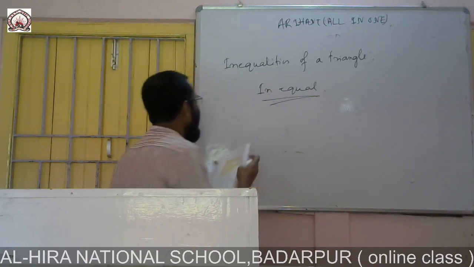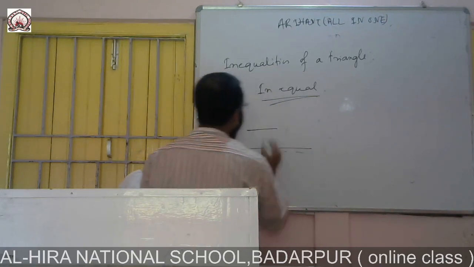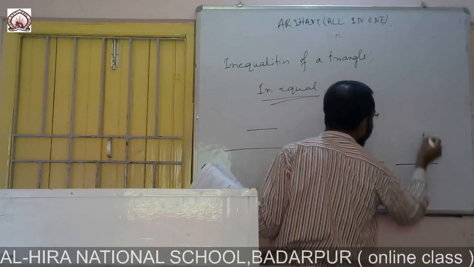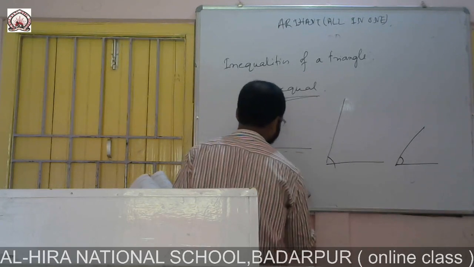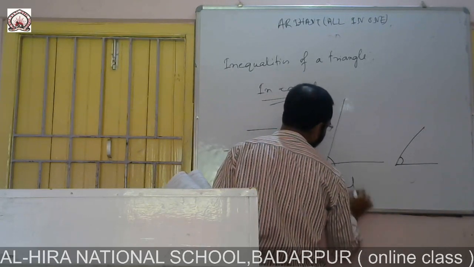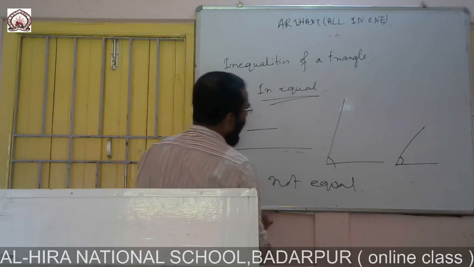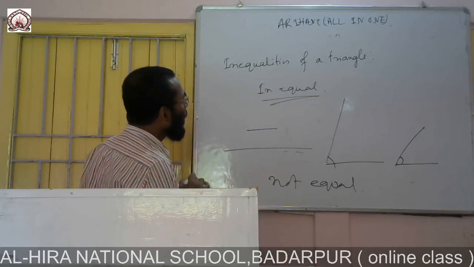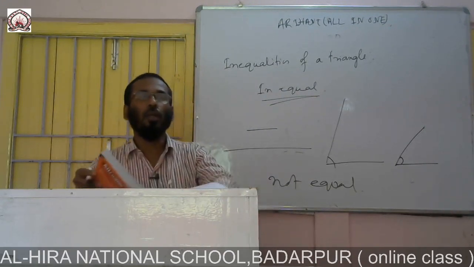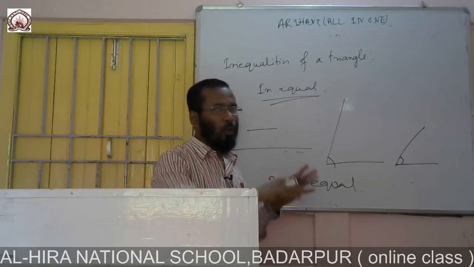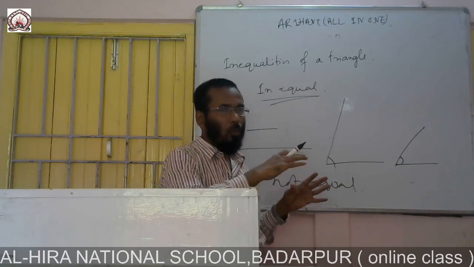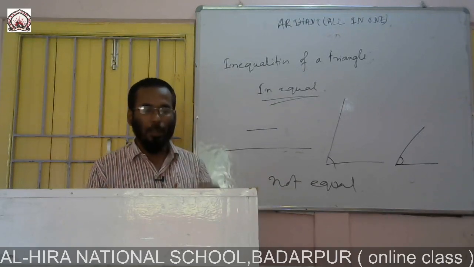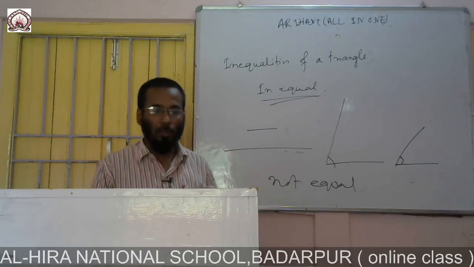Suppose this line and this line are not equal. This angle and this angle are not equal. Now we are studying inequalities of a triangle. Inequalities means not equal. Earlier we discussed equal, now not equal. In your book page number 153, 3 theorems are there.